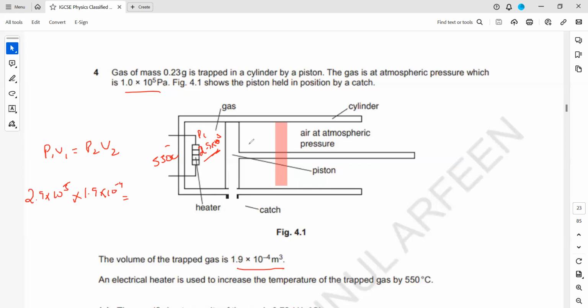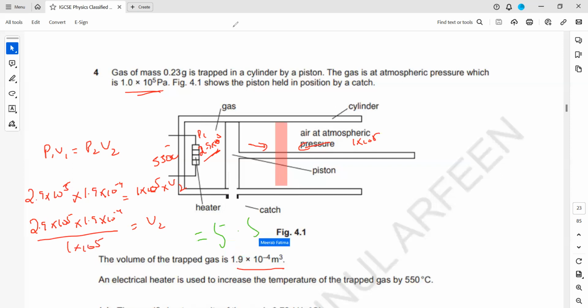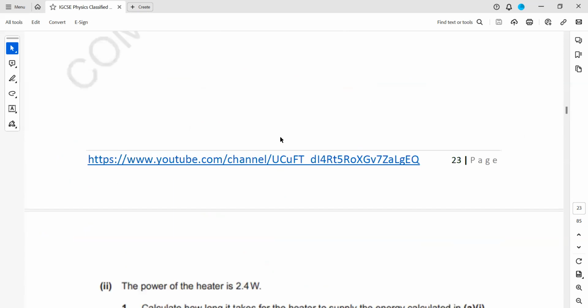What will the final pressure be? Once the piston stops moving, it means the outside and inside pressures are equal. So if the outside pressure is 1 × 10^5, the atmospheric pressure, then the inside pressure, the final pressure, will also be 1 × 10^5. And then we need V2, so this will go there in division. It will be 2.9 × 10^5 multiplied by 1.9 × 10^-4 divided by 1 × 10^5. So that will be V2 when we simplify this. The 10^5 cancels with this, so 2.9 times 1.9 gives 5.5 × 10^-4. Because the volume is given in meter cube, the answer is in meter cube.